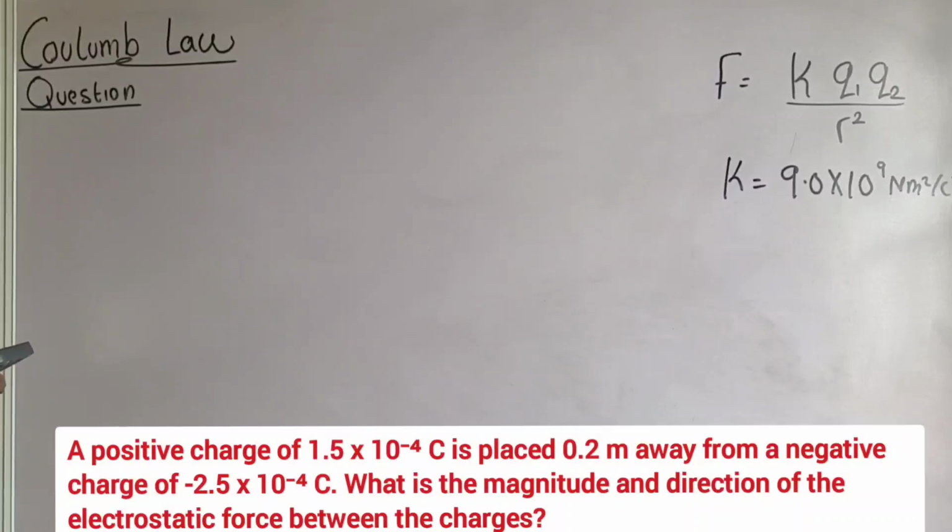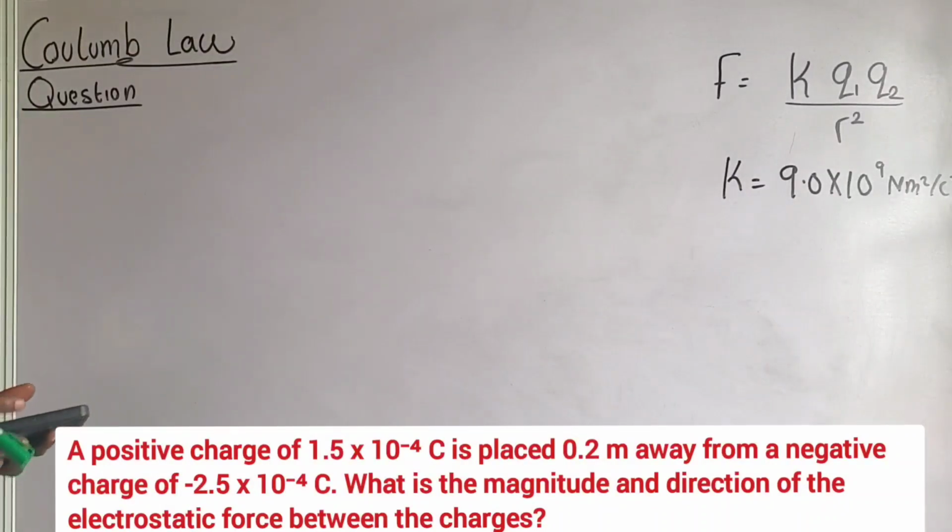A positive charge of 1.5 times 10 raised to the power of negative 4 Coulomb is placed 0.2 meter away from a negative charge of negative 2.5 times 10 raised to the power of negative 4 Coulomb. What is the magnitude and direction of the electrostatic force between the charges? Okay, we are looking for the magnitude and direction.